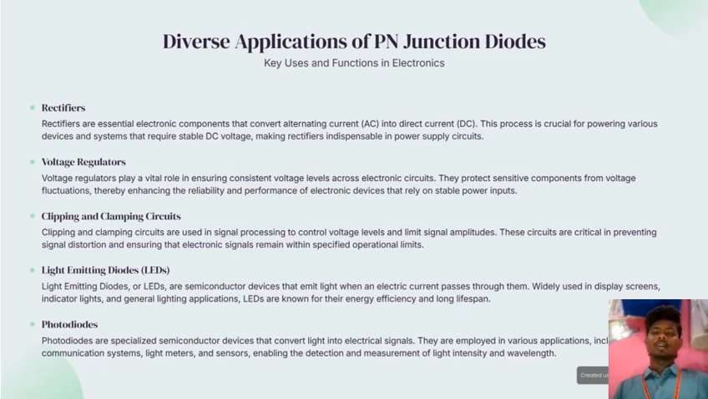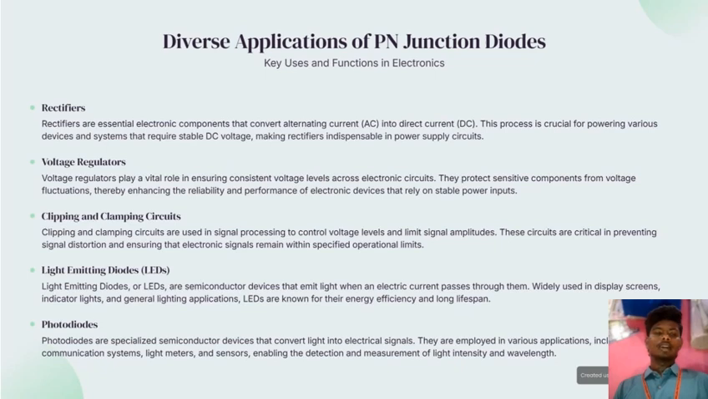Voltage regulators. Voltage regulators play a vital role in ensuring constant voltage levels across electronic circuits. They protect sensitive components from voltage spikes, thereby enhancing the reliability and performance of electronic devices that rely on stable power inputs. Clipping and clamping circuits. Clipping and clamping circuits are used in signal processing to control voltage levels and limit signal amplitudes. These circuits are critical in preventing signal distortion and ensuring that electronic signals remain within specified operational limits.